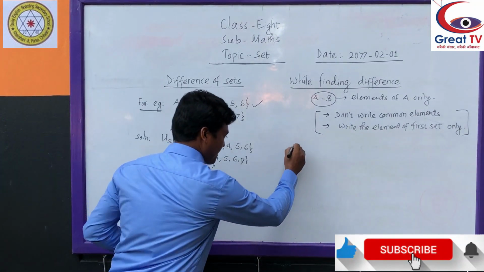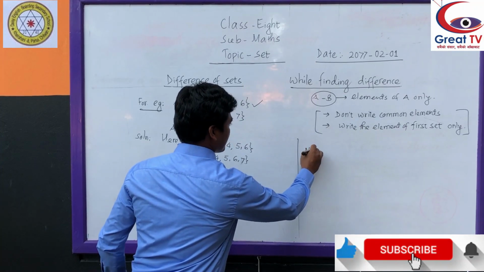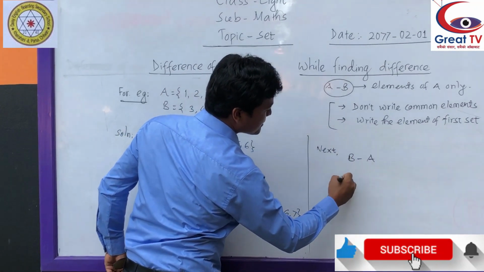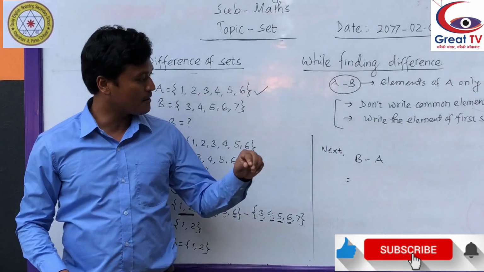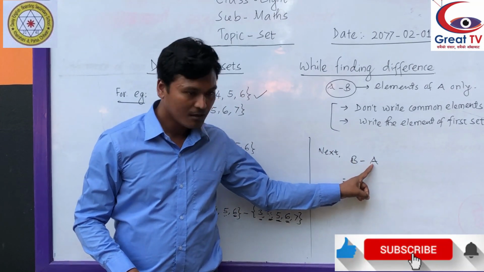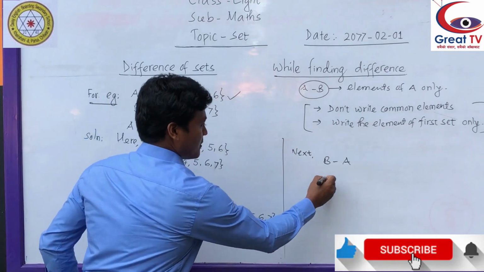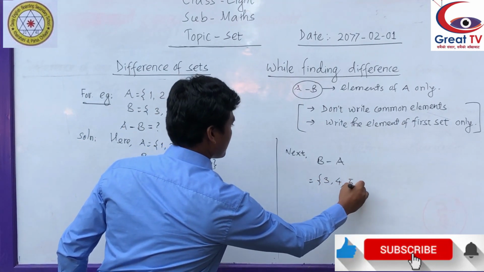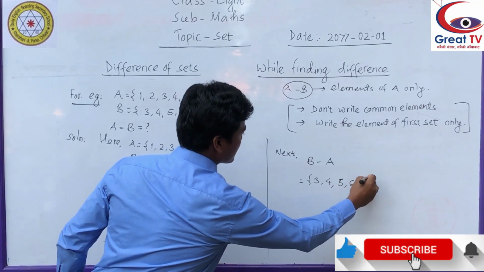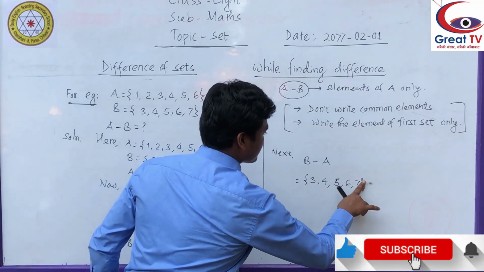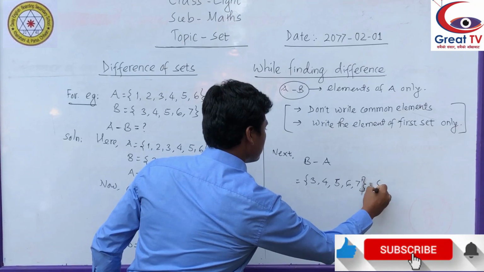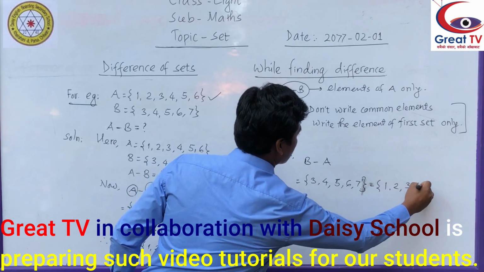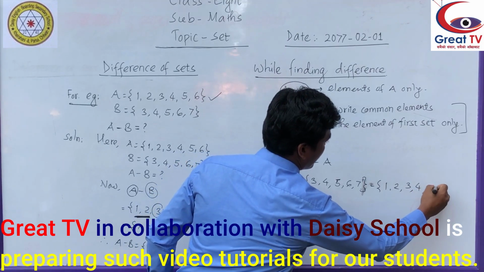Similarly, if we have to calculate B difference A, then you should consider B as the first set, A as the second set. You can use the same idea. B: 3, 4, 5, 6, 7, minus A: 1, 2, 3, 4, 5, 6.